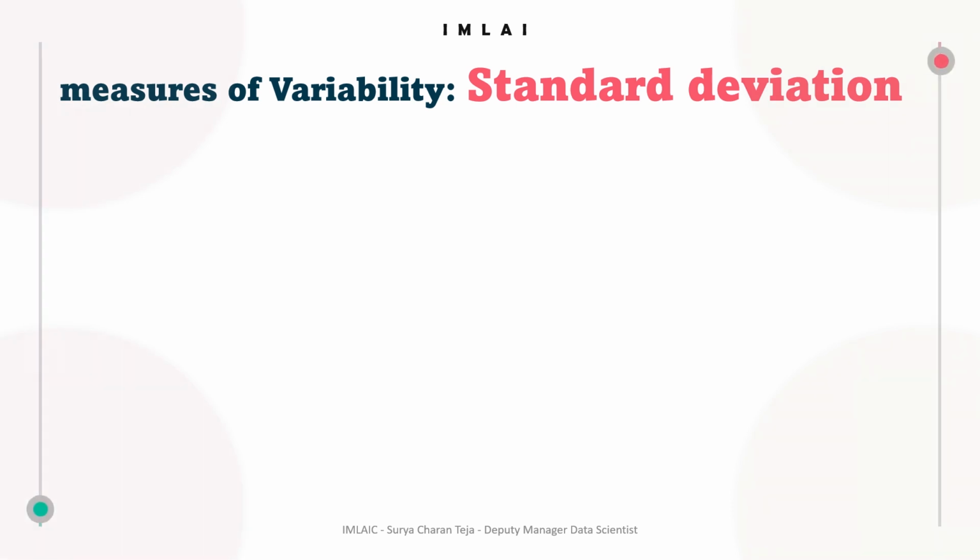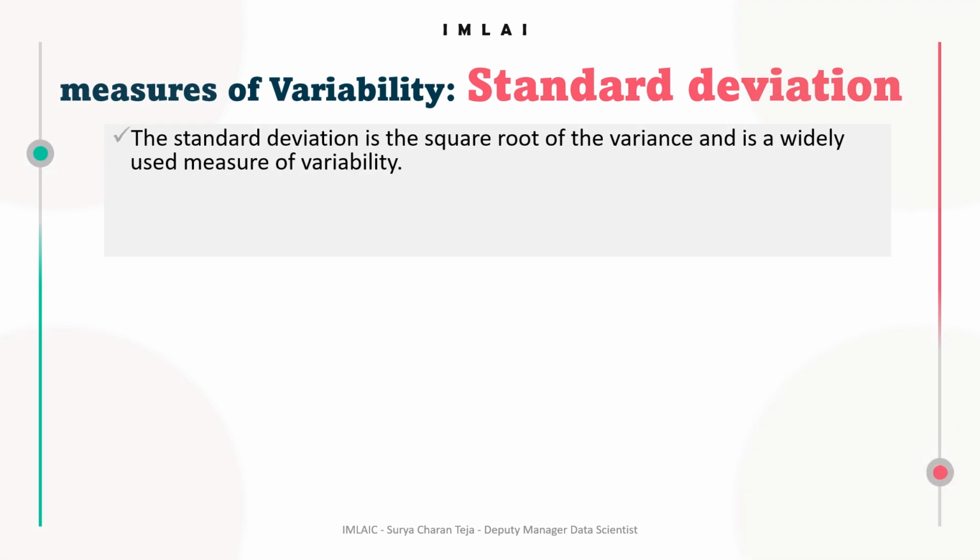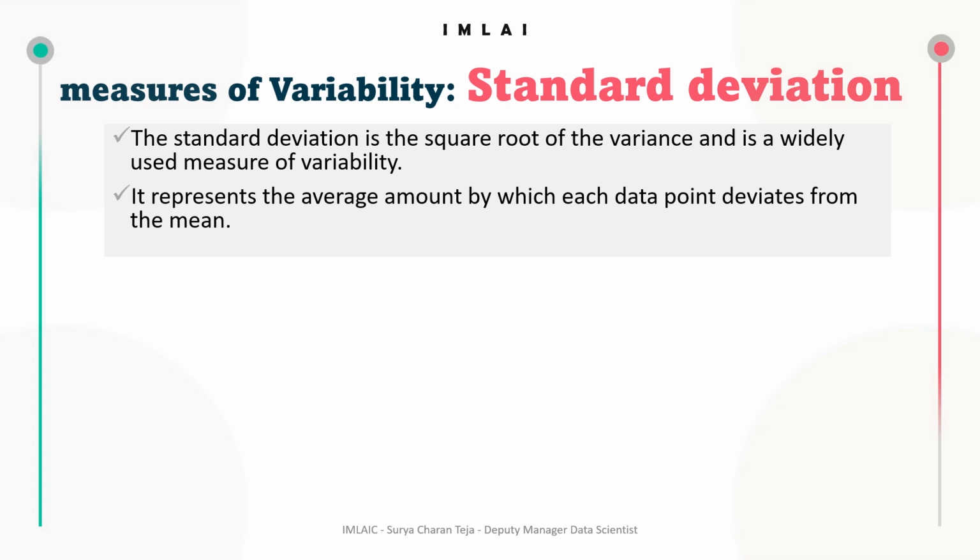I'm calling again a standard deviation. The standard deviation is the square root of the variance and is a widely used measure of variability. It represents the average amount by which each data point deviates from the mean. Again, I'm reiterating it: the standard deviation represents the average amount by which each data point deviates from the mean.